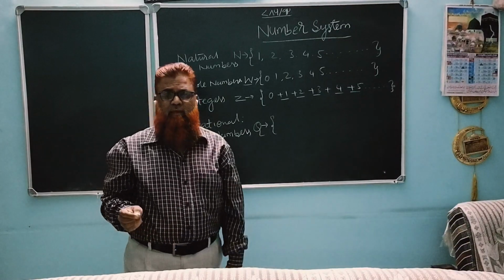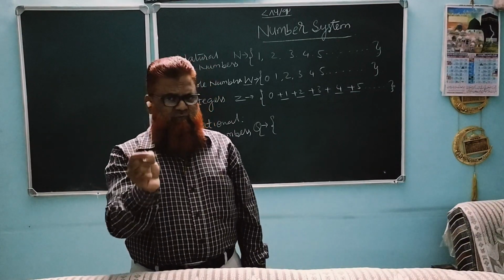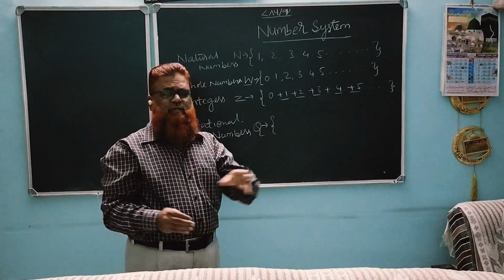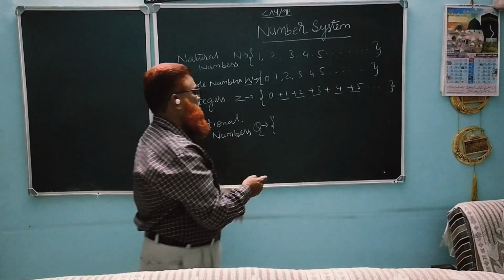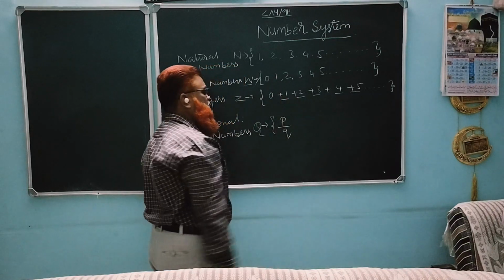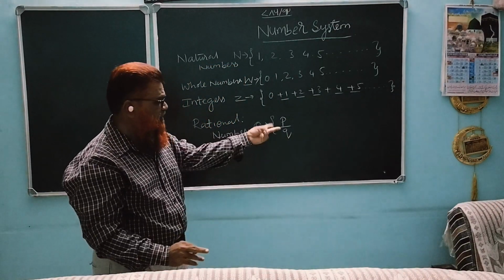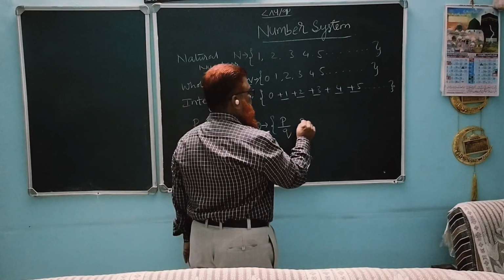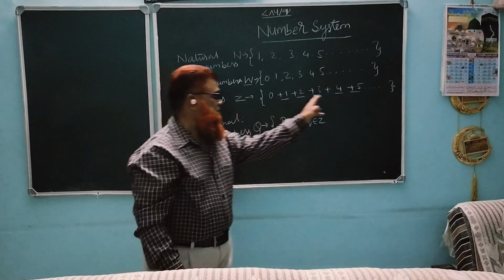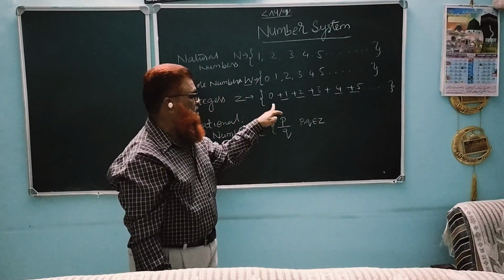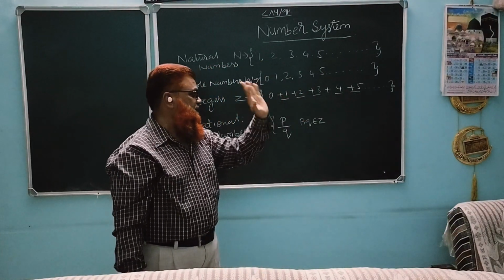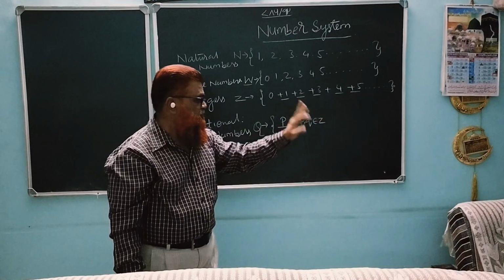What is a rational number? I would like to give the definition first. Thereafter, I will give examples in an elaborate way so that you can understand. Now the definition: any number which is expressed in the form of p by q. What are p and q? They belong to Z. P and q are integers. This set for p and q is 0 and all positive and negative integers. P and q belong to Z.